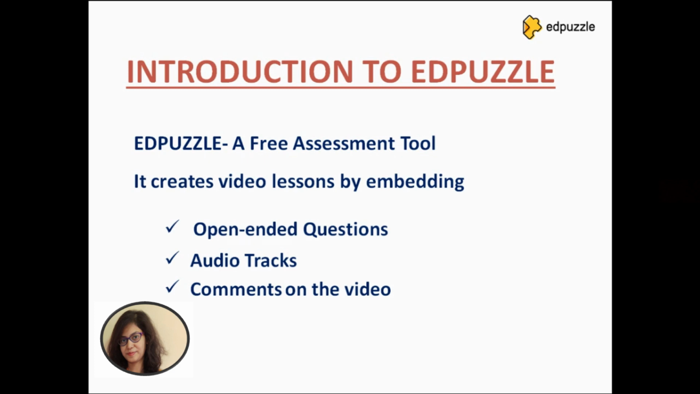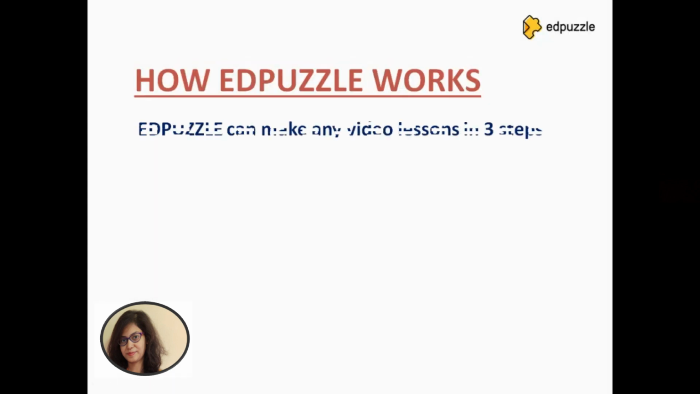Now let's see how Edpuzzle works. So basically there are just 3 steps to make any video lesson. So step 1 is find a video on YouTube. Edpuzzle interactive videos can be made with videos from YouTube, Khan Academy, TED Talks, and National Geographic. You can also upload your own videos to the students.